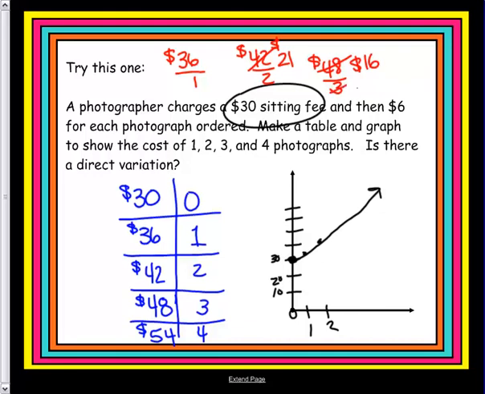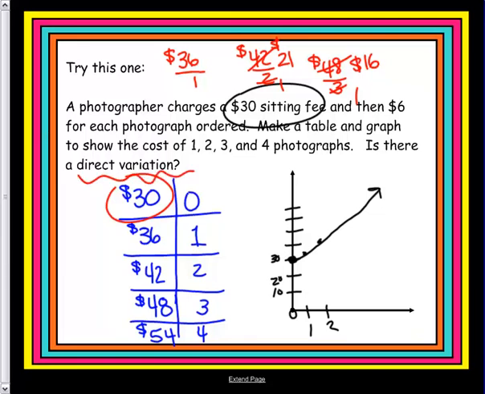$16 for 1. So notice that the cost per photo is actually decreasing because that $30 sitting fee is getting divvied up more evenly. Okay, so there is not direct variation.